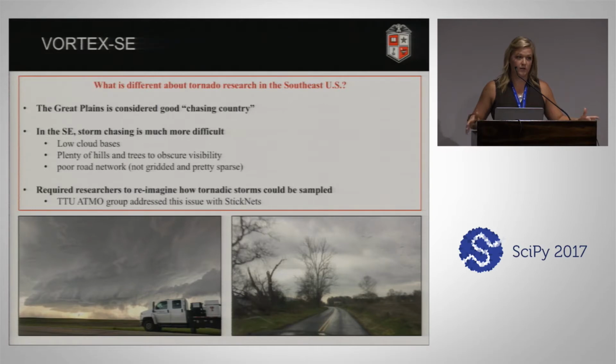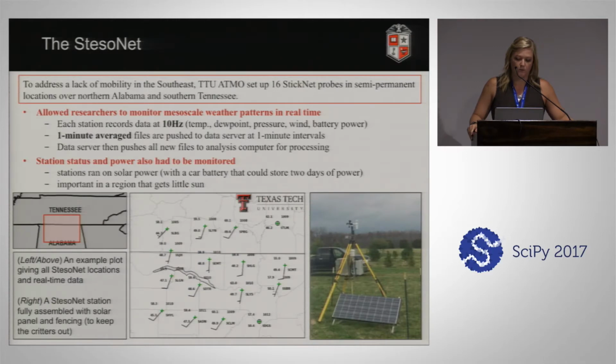And so the Texas Tech University Atmospheric Science Group decided to address this issue using our mobile Sticknets. There's a picture of one on the title slide, and I have another picture of it here. So we put together 16 Sticknets all over northern Alabama and southern Tennessee, as you can see in our little inset picture there. And we called it the StesoNet because there are mesonets and these were Sticknets, and so we were like, oh, let's be clever. But again, to address our lack of mobility, we had those set up semi-permanently in all 16 stations in that grid that you see in the middle there.